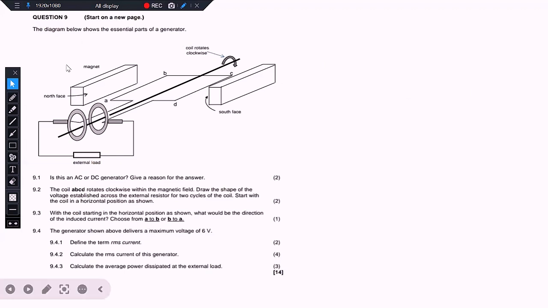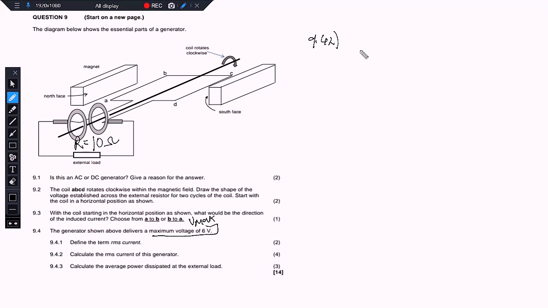Right. So to calculate the RMS current, we are given the Vmax here. So maximum voltage. But then the error that they made with this question is that they didn't give you the resistance. But then we later found out that the resistance here was supposed to be 10 ohm according to the memorandum. So let's use the resistance of 10 ohm. And then this is 9.4.2.